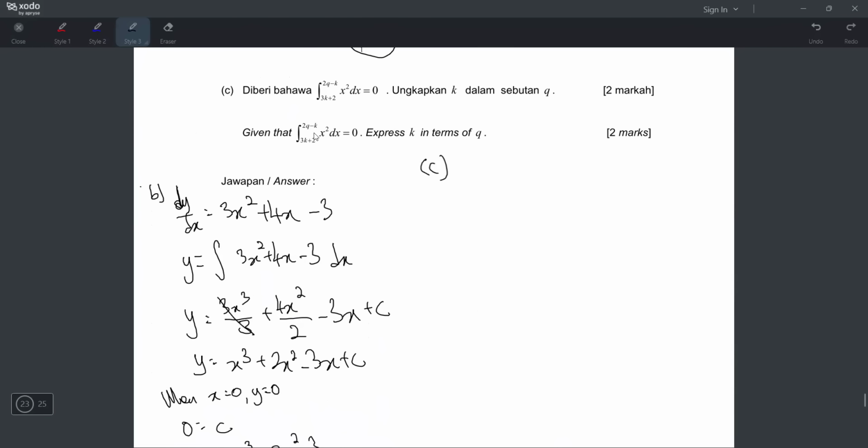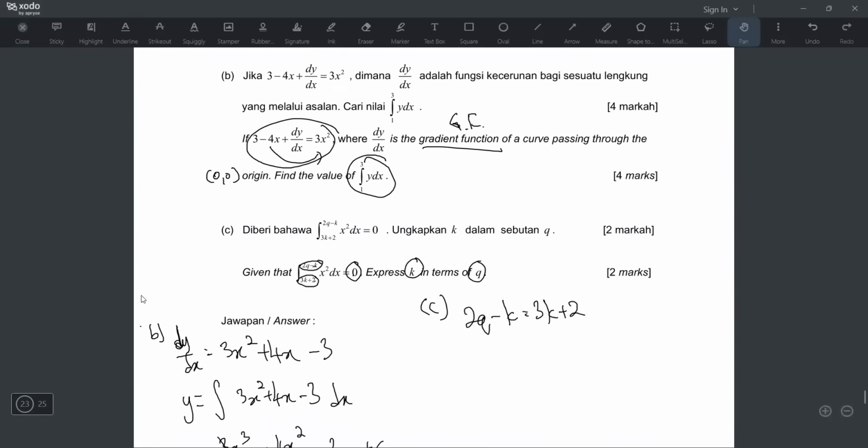Okay, for the last one, C. Given that the integral with limits 3k plus 2 and 2q minus k of x squared dx equals 0. Express k in terms of q. I don't think you have to integrate. Because if your integral answer comes out as 0, that means these two numbers have to be the same number. So automatically 2q minus k straight away equals 3k plus 2. You learn this in the property of definite integral.